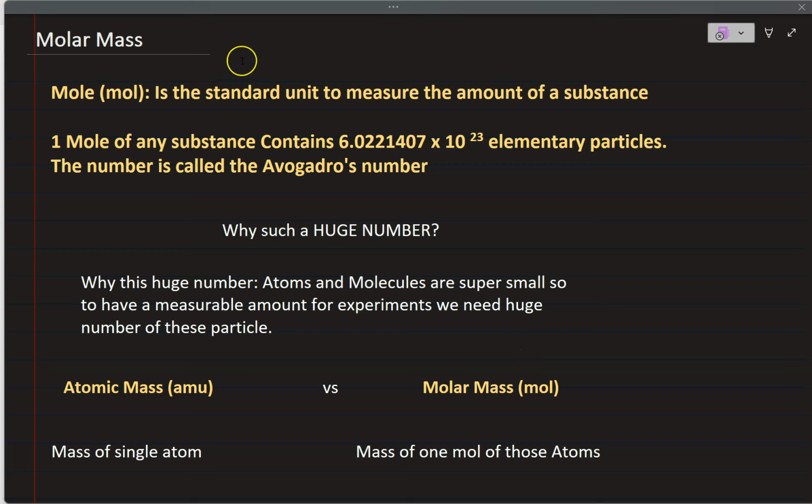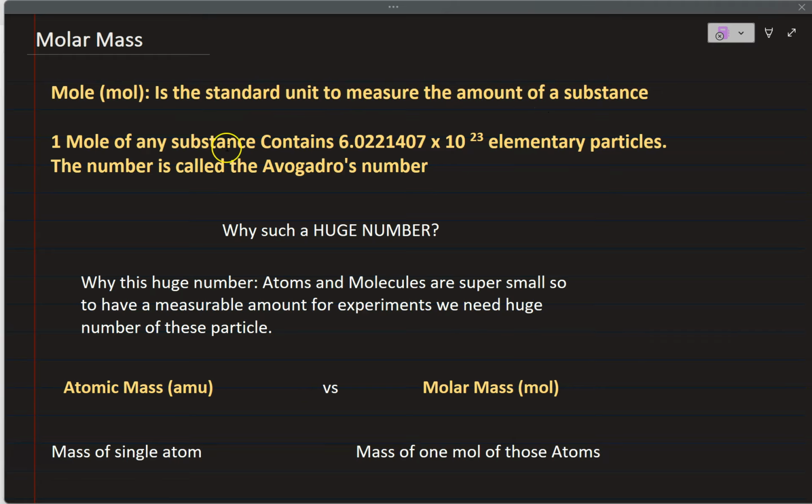Today's lesson, molar mass calculations. Now, I am assuming that you know the definition of mole and what molar mass is and the difference between atomic mass, AMU, this is atomic mass unit, and molar mass, which is mol, which is mole. That's the standard unit to measure the amount of a substance, okay?